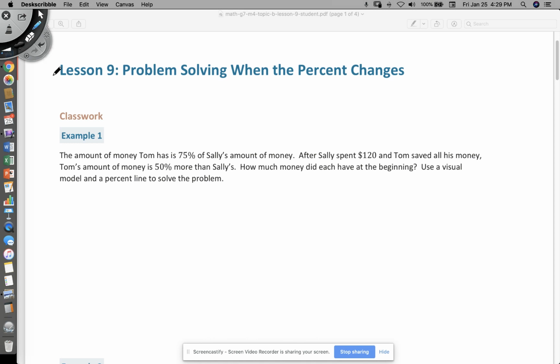All right, this is 7th grade, Module 4, Lesson 9 on problem solving when the percent changes. All right, so we have example 1 here.